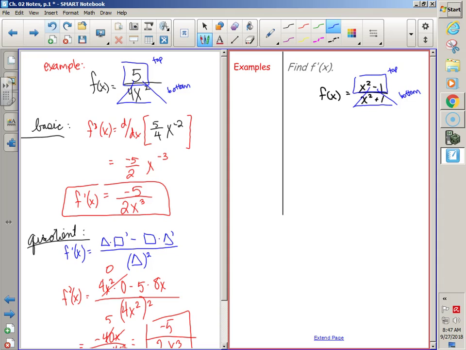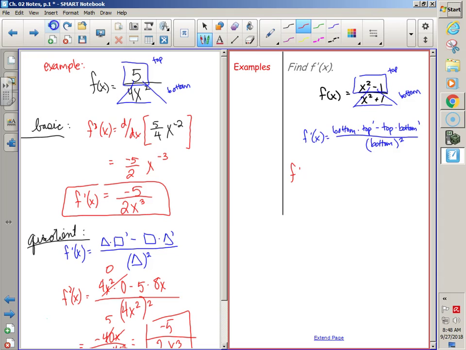Did I do this last time? I did do this last time. I'll do it with words this time. So f prime of x is equal to bottom d top minus top d bottom. Guys, is there a plus in the quotient rule at all? No. There is in the product, there's not in the quotient.